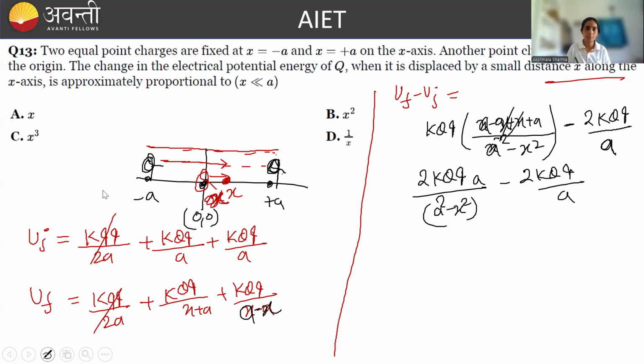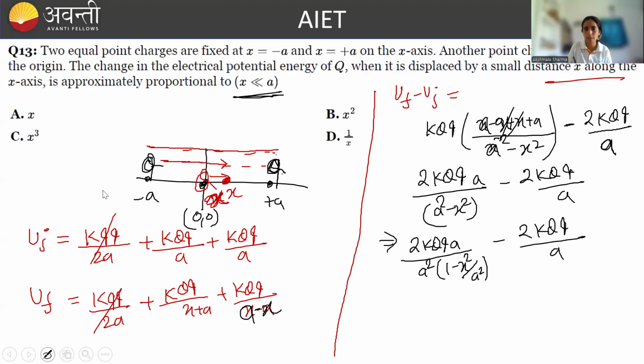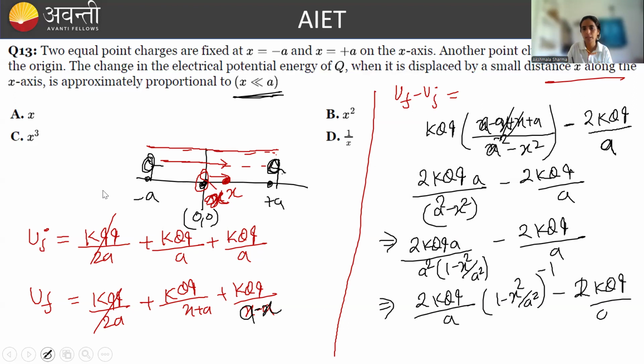अब आप ध्यान से देखो, यहाँ पे हम लोग बाइनोमियल एक्सपेंशन को यूज करेंगे बिकॉज इट इज रिटन x is far less than 1. So 2kqqa, इसको हम क्या लिख सकते हैं, a स्क्वायर को अगर आप कॉमन लोगे तो 1 माइनस एक्स स्क्वायर बाई ए स्क्वायर माइनस 2kqq बाई a. अगर आप इसको लिखोगे तो क्या होगा, 2kqq बाई a, 1 माइनस एक्स स्क्वायर बाई ए स्क्वायर का पावर -1 लिख सकते हैं, है ना, माइनस 2kqq बाई a.